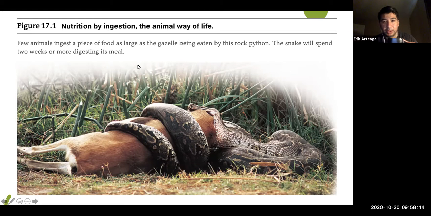So a few animals ingest a piece of food as large as a gazelle being eaten by a rock python. The snake will spend 2 weeks or more digesting its meal. A lot of reptiles do this, right? They can consume a large meal in one sitting and then not have to eat for a long time. I believe a couple of sharks are this way too, right? There's a Greenland shark, which is a deep cold water shark. Alligators do this, right? They can go long periods of time without having to eat food. For the most part, mammals are really not like this, unless you have hibernation events where they consume a large amount of calories right before they spend their winters in a den.